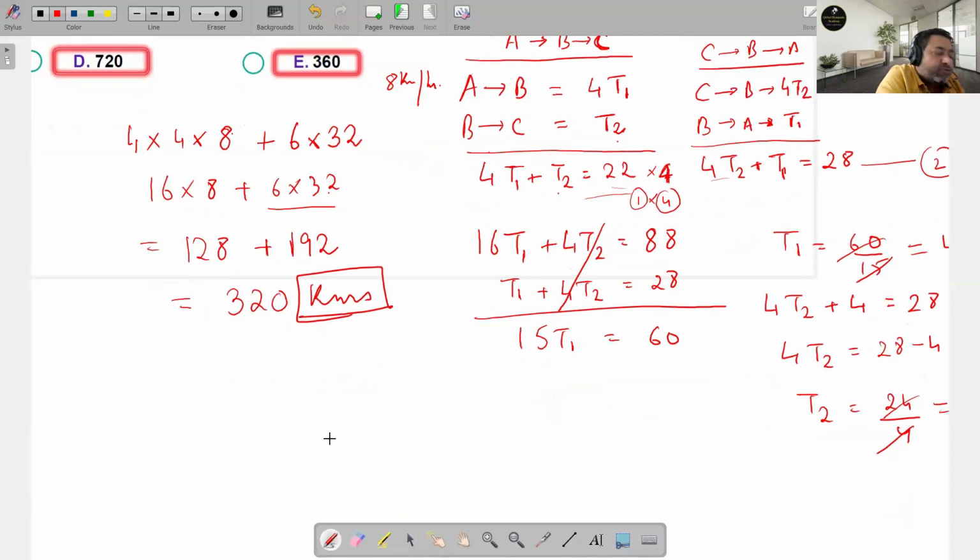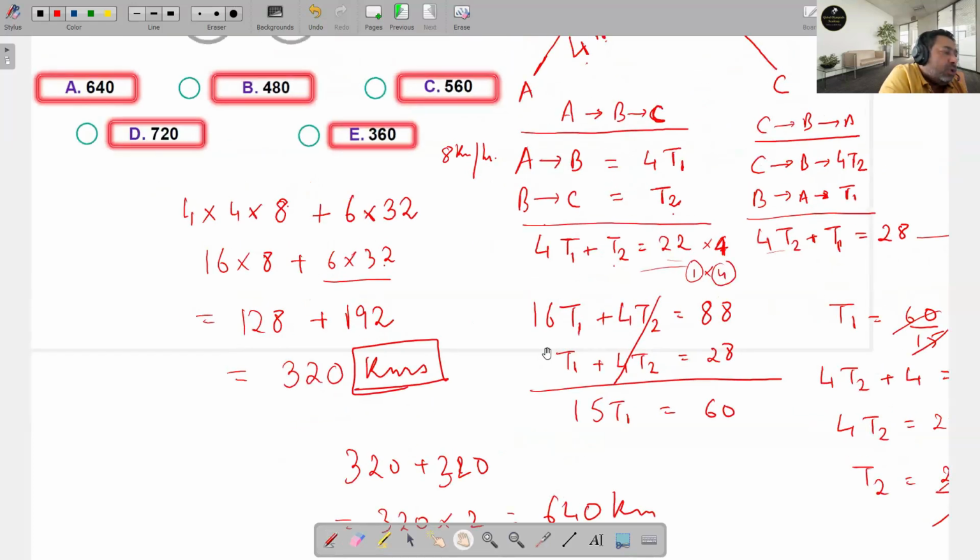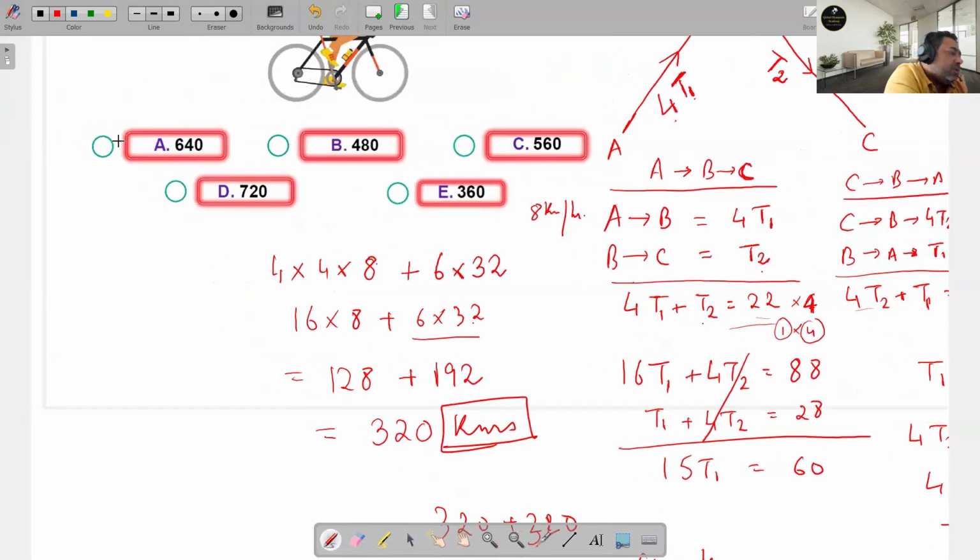We found the distance of one way. Therefore, the total distance he covered is 320 plus 320, or you could have directly done 320 times 2, which is 640 kilometers. And that's your answer. So the correct answer for this question is option A, 640 kilometers. All right, I hope you understood this question. Let's move on to the next question.